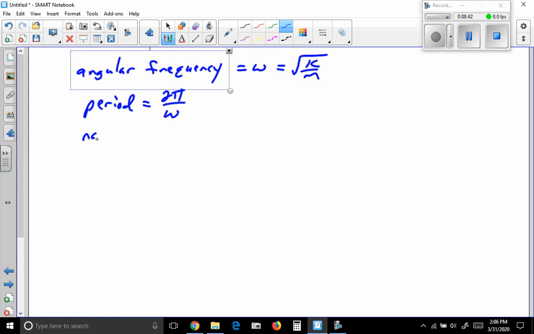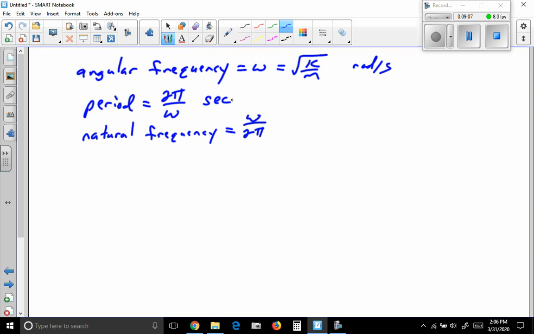The natural frequency is the reciprocal of the period. So it's omega over 2 pi. The angular frequency is in radians per second. The natural frequency is in cycles per second. The period is in seconds: how long does it take to go through a particular oscillation? And the natural frequency is the number of cycles per second.